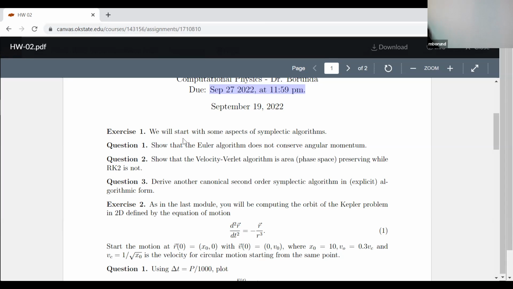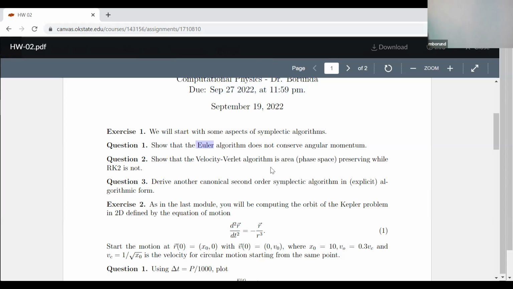So the first part is to show that the Euler algorithm does not conserve angular momentum. I think I did this in class for the Kromer, right? There are analytical ways to do it. That's what I did in class, where I showed you that angular momentum is the r vector crossed with the velocity vector, right? So at every time step, is it being conserved? Or did it change? And that's what you're doing here for the Euler algorithm.